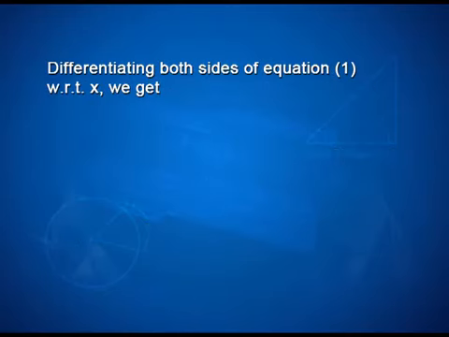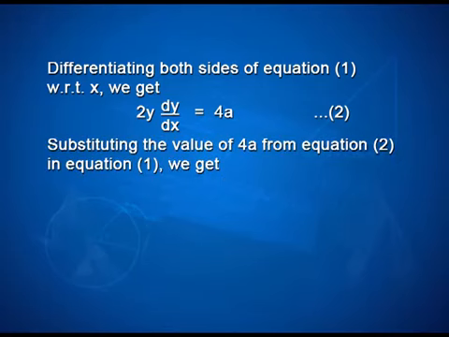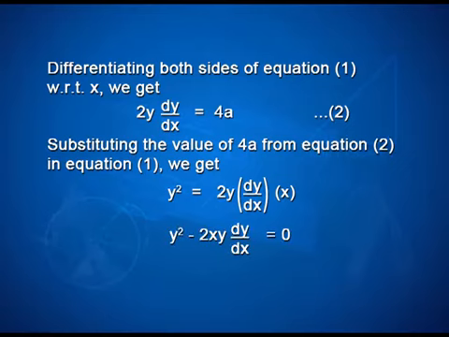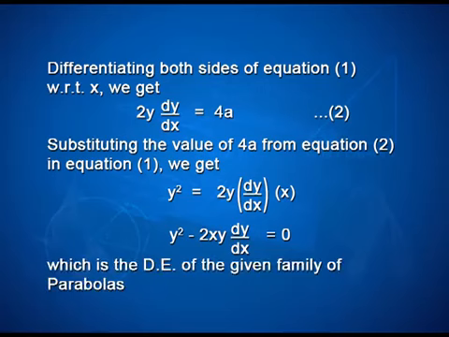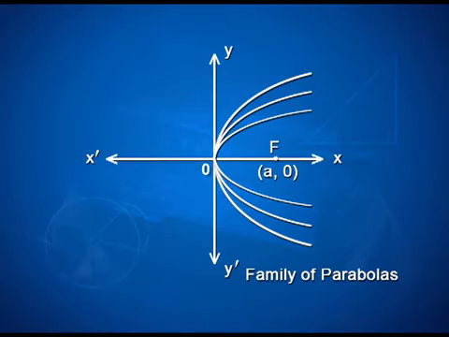Now, differentiating both sides of this equation with respect to x, we get 2y dy/dx = 4a. Take this as equation 2. Substituting the value of 4a from equation 2 in equation 1, we get y² = 2y (dy/dx) x, or y² - 2xy dy/dx = 0, which is the differential equation of the given family of parabolas. Here in this figure, you can see the family of parabolas having the vertex at the origin and focus at (a, 0).